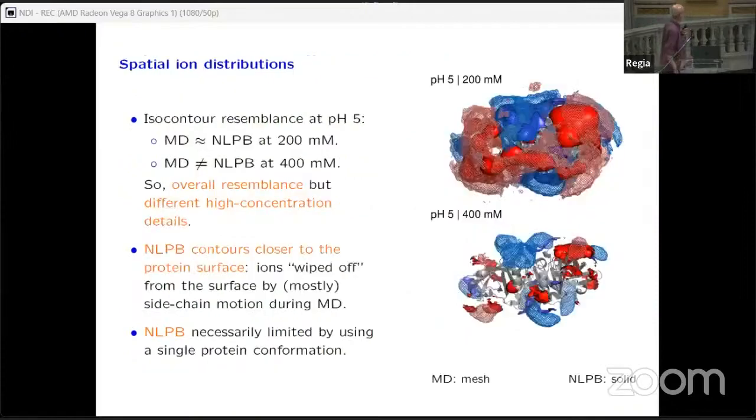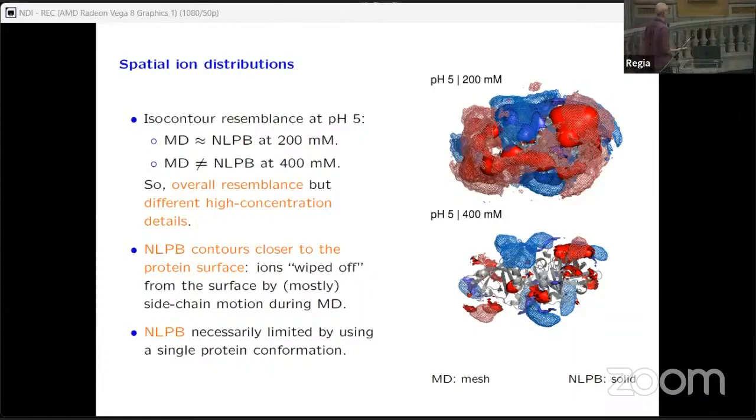Anyway, if you also look at the distributions in a more spatial way, and you do isopotential contours, well, this is not potential, actually, isoconcentration contours, what you see is that if you do contours of the concentrations at 200 millimolar, the MD and the nonlinear PB are quite similar. They are quite similar overall.